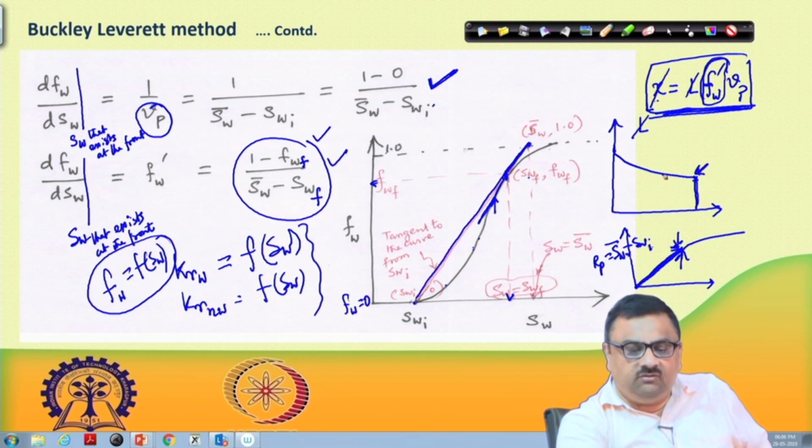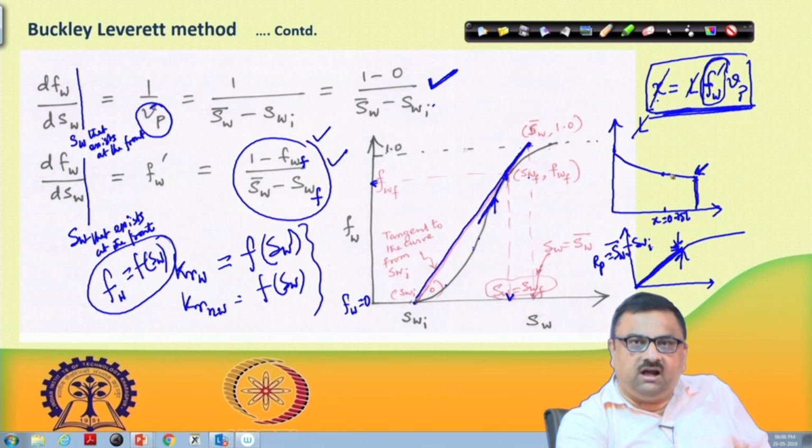Now, suppose I want to know what is the saturation at this distance, let us say at x equal to 0.75 L, that means 3/4 of the length. If we go 3/4 of the length from the inlet, what would be the corresponding SW? How will I find out?